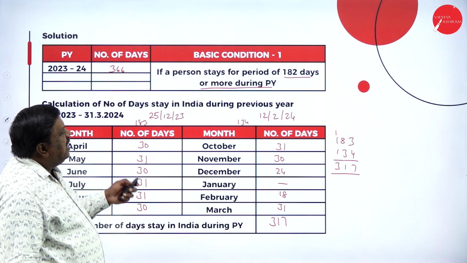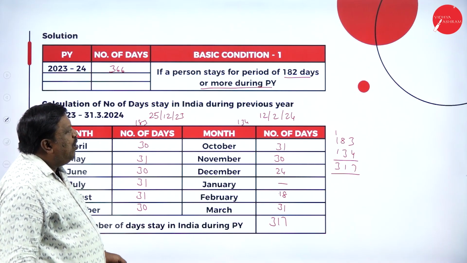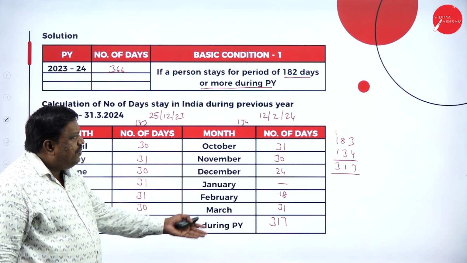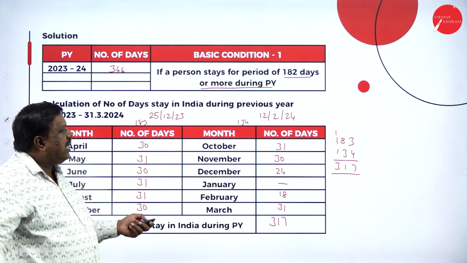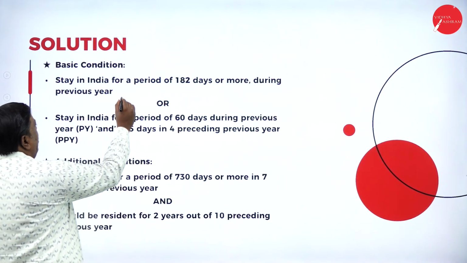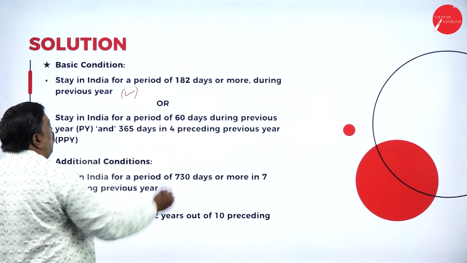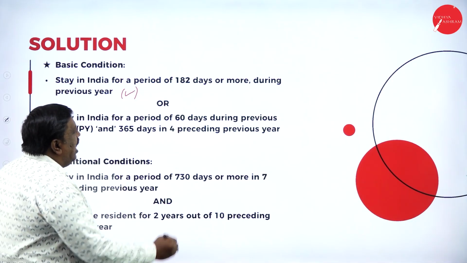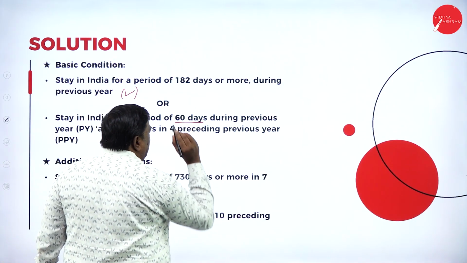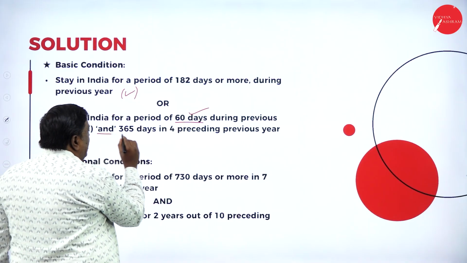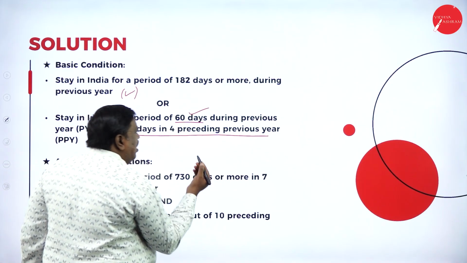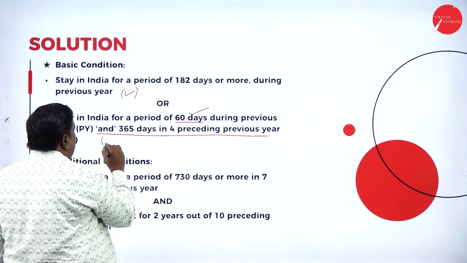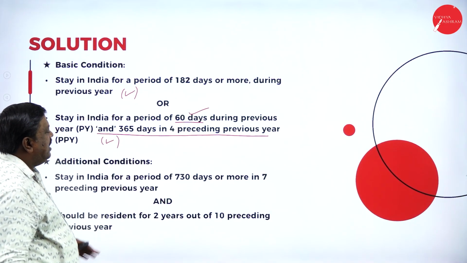So what was my basic condition? I should be in India for 180 days. So I'm staying more than that. So I've satisfied my first basic condition. What is my second basic condition? I should be in India for 60 days and 365 days in the 4 preceding previous years. So I've satisfied that. So I've satisfied the overall basic condition.